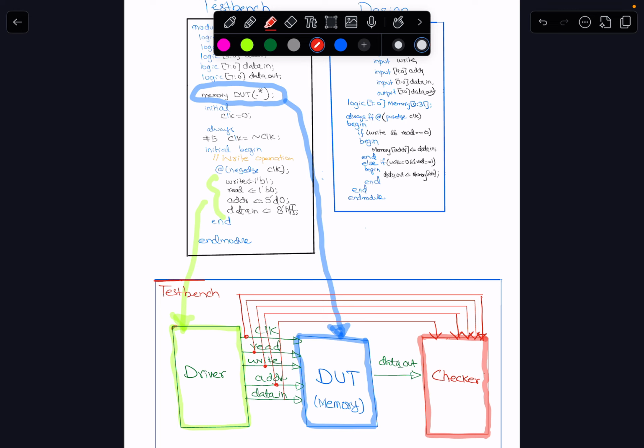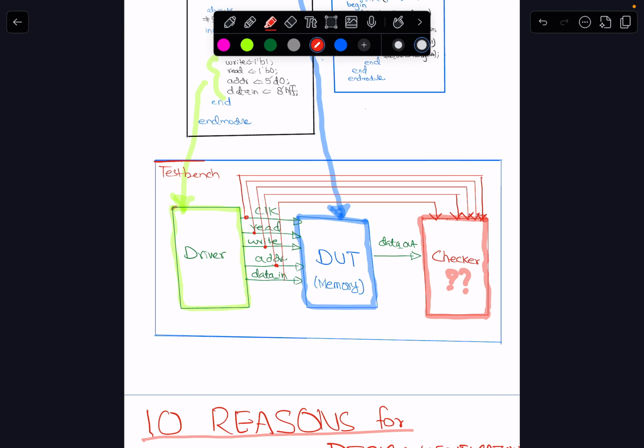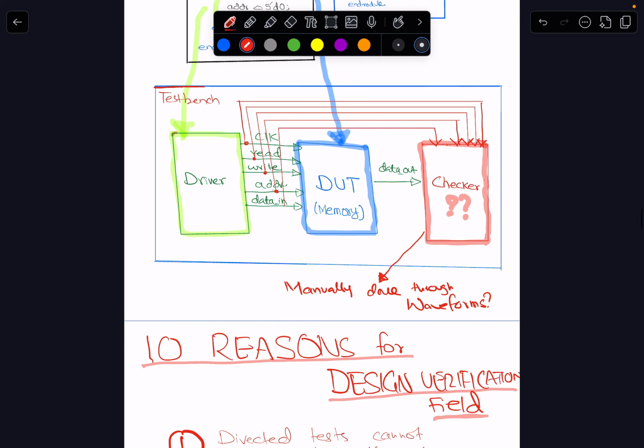So we can see the DUT, we can see the driver, but what is the checker? Basically the checker is done manually up until now through waveforms. You must have seen these waveforms. This is what you have been doing so far.